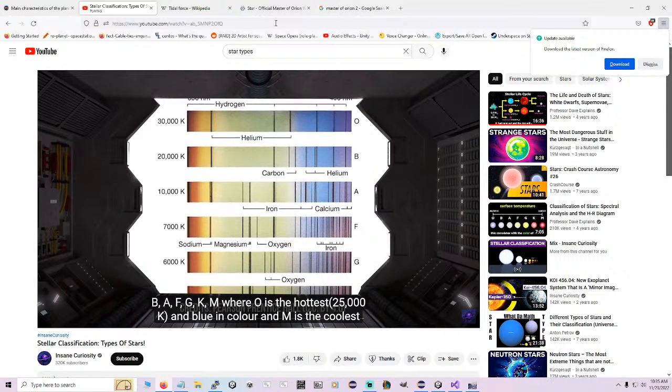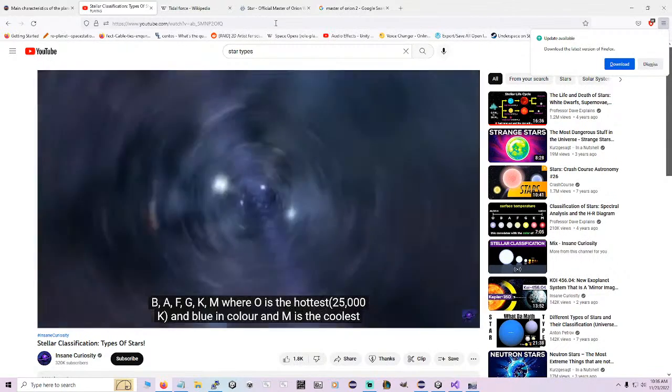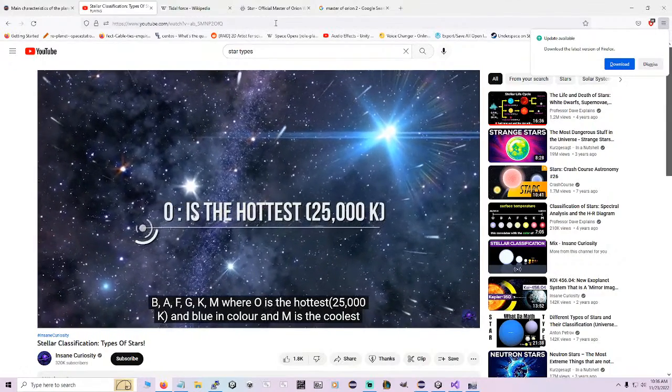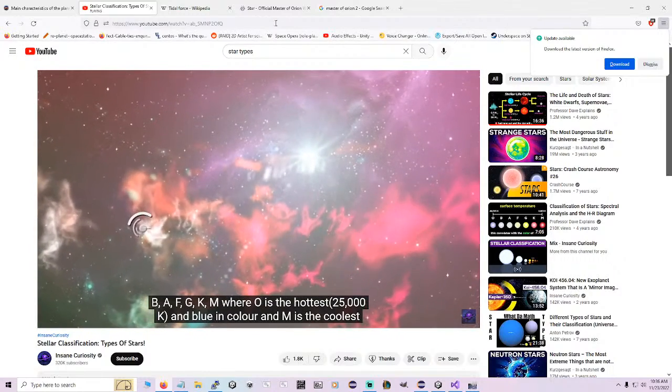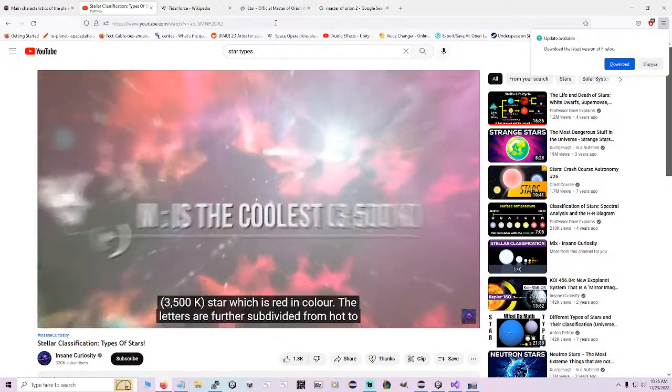In the Harvard system, the stars are classified from the hottest to coolest using letters O, B, A, F, G, K, M, where O is the hottest, 25,000 Kelvin, and blue in color, and M is the coolest, 3,500 Kelvin, which is red in color.